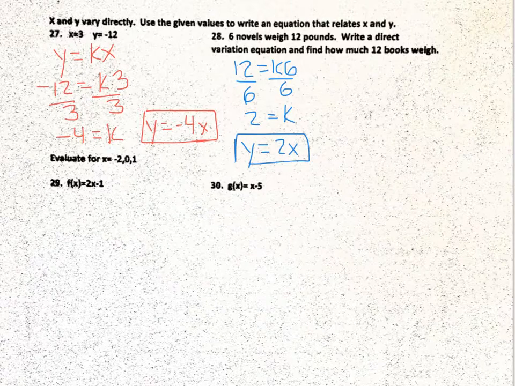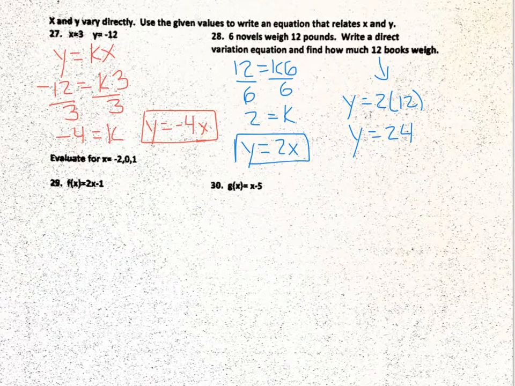The second part, we're going to use this. It tells us we have 12 books. And so books were our x. So we're going to go ahead and we are going to plug in there. So I'm going to have y equals 2 times 12. So y is going to be 24.